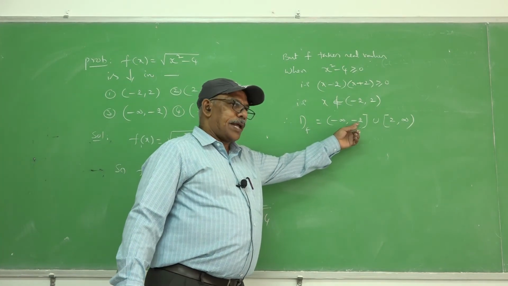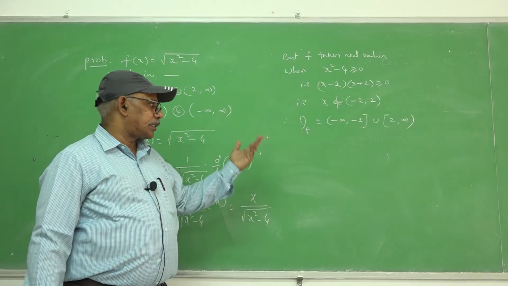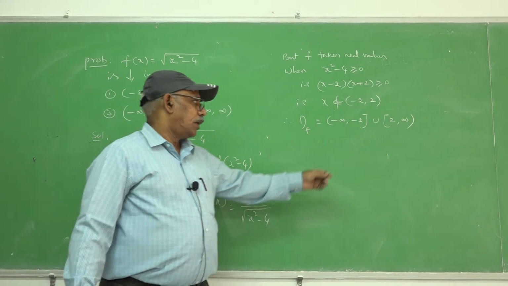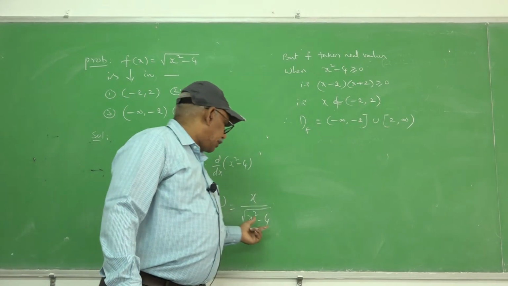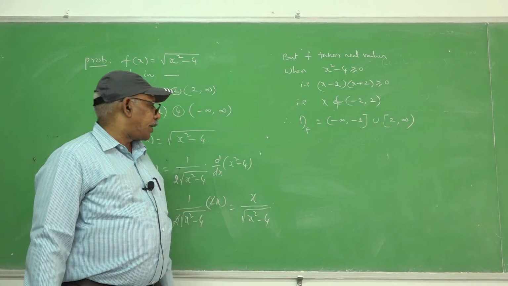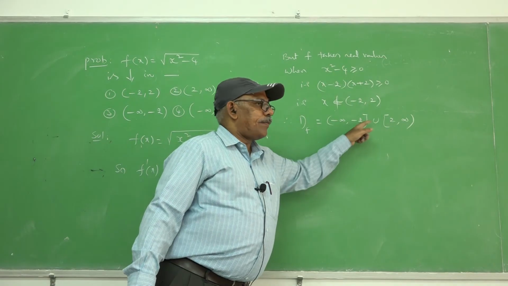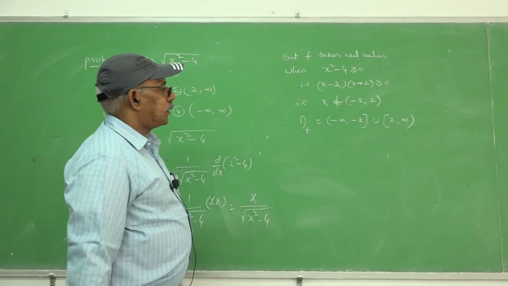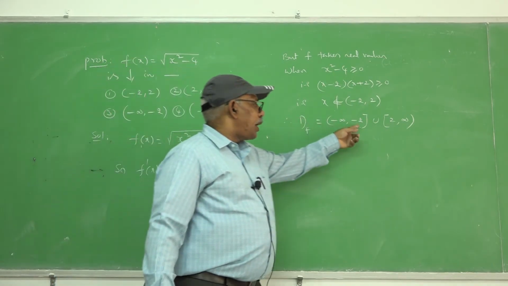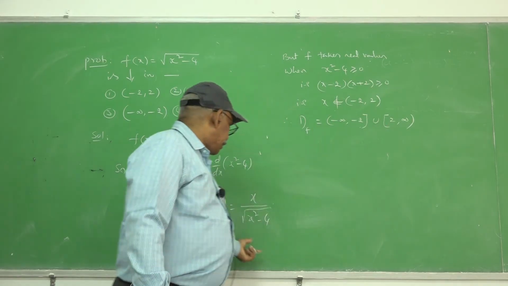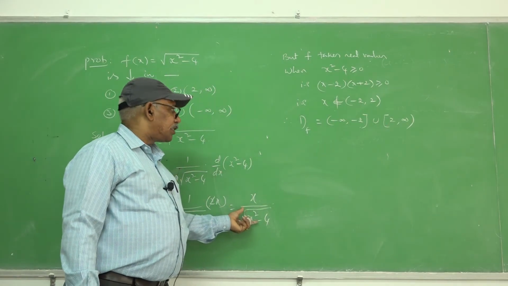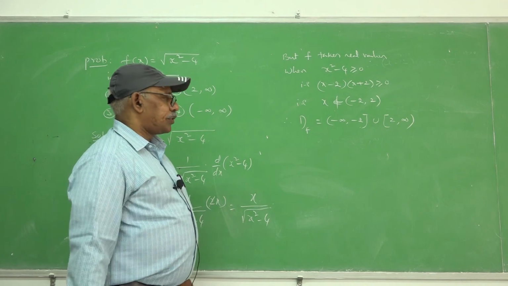Whenever x is minus 2, the denominator is 0. So, x cannot take the value minus 2. Whenever x equal to 2 also, the denominator is 0. The denominator cannot be 0 in f dash. So, you have to exclude these end values here. Other than the values minus 2 and 2, for remaining values it is clearly positive. This one is positive, positive square root.